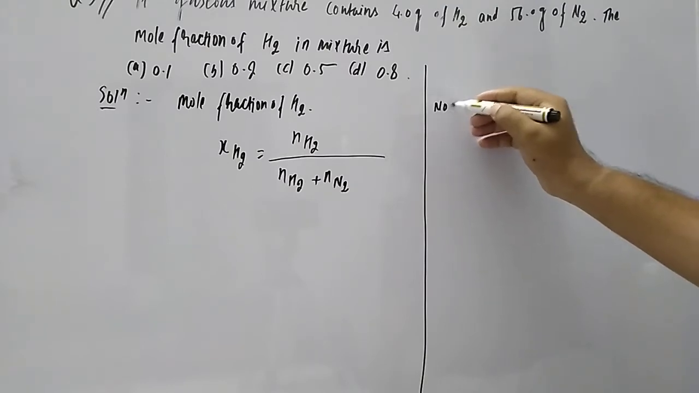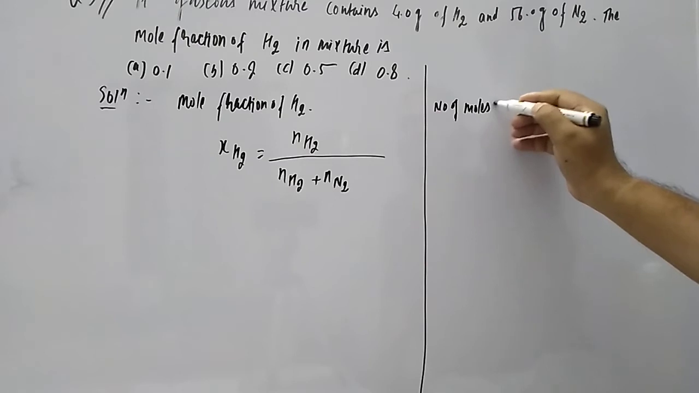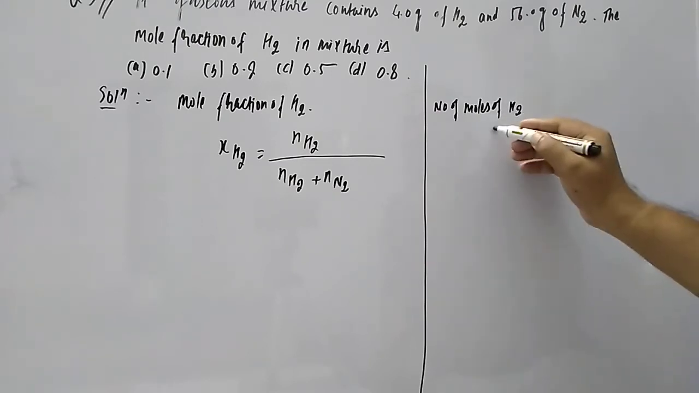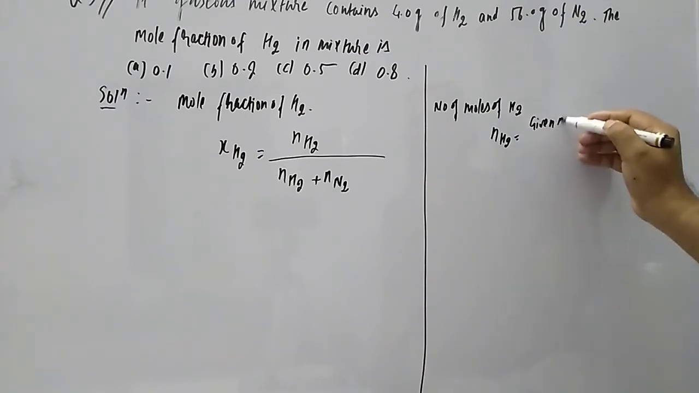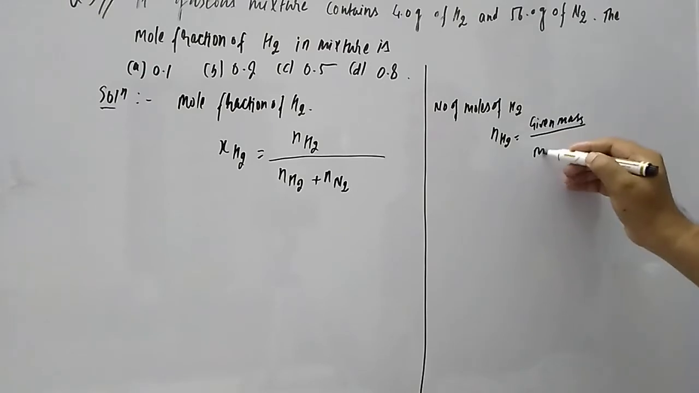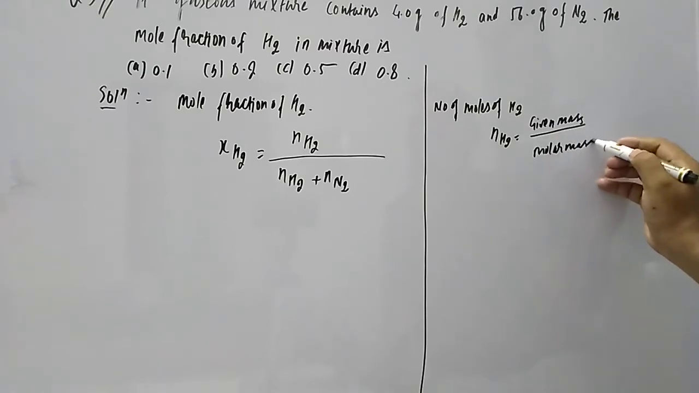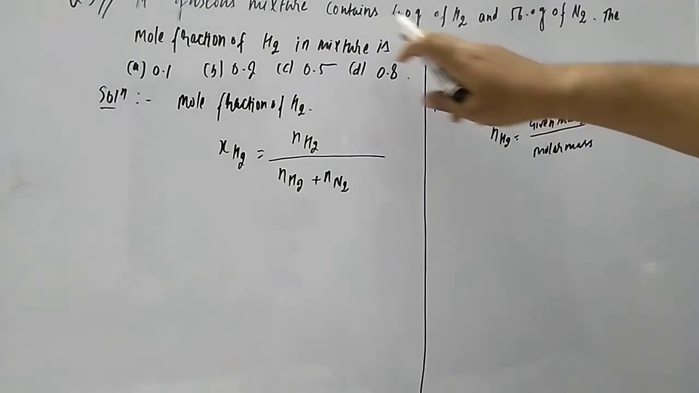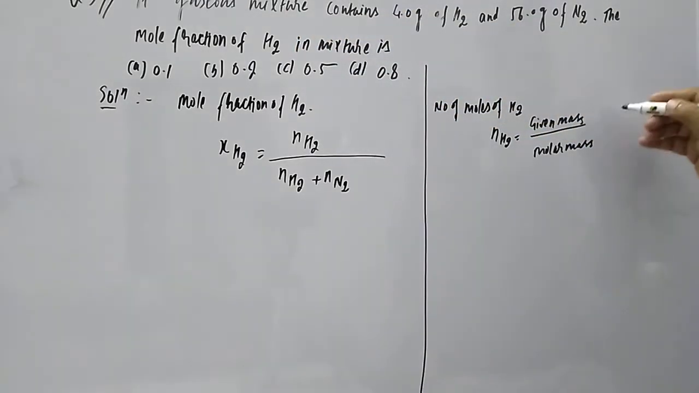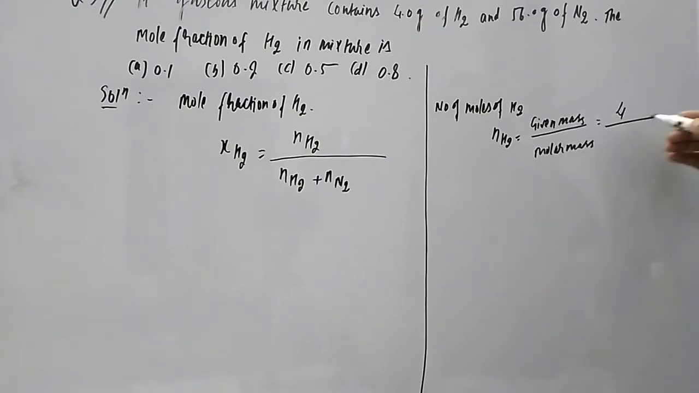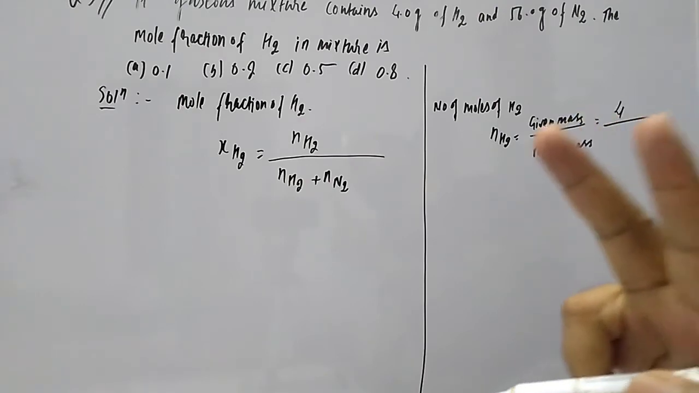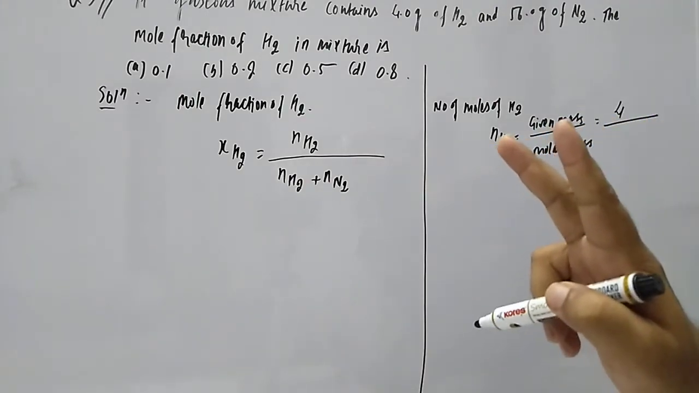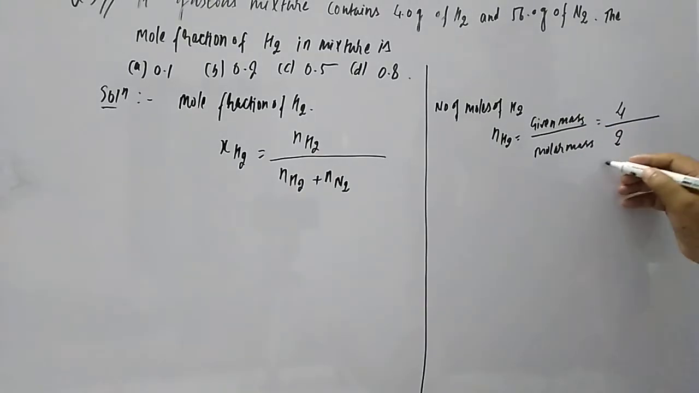N of H2, the number of moles of H2, how can we calculate it, student? N of H2 is equal to given mass upon molar mass. The given mass in the question is 4 gram. Molar mass of H2: 1 hydrogen has atomic mass 1, so 2 hydrogens make 2. So 4 divided by 2 gives 2 moles.